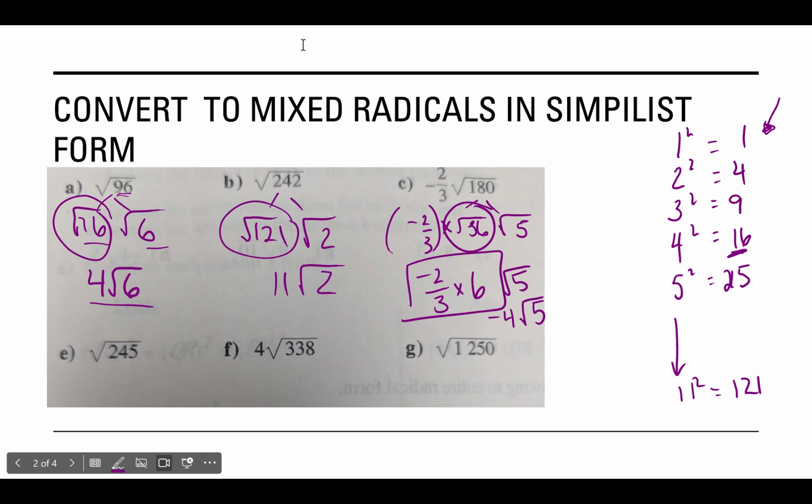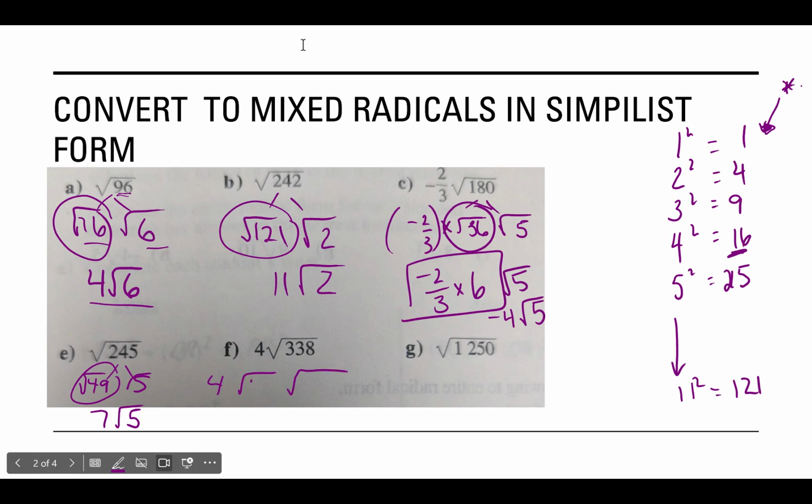So we keep going here. The goal here is just to really be familiar with these perfect squares. That will help you a lot. So like for this one, we have root 49 times the root of 5. We pick it because the root of 49 is 7, so 7 root 5. For that one, the 4 is out front. That's okay. We're still splitting up the root of 338.